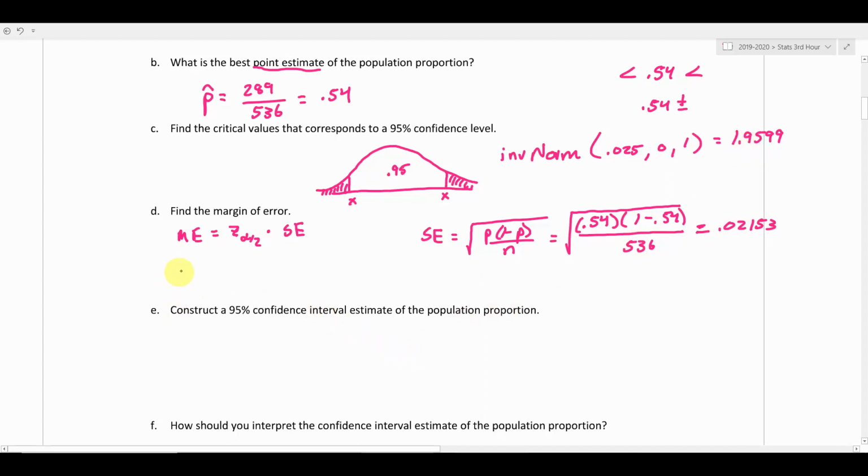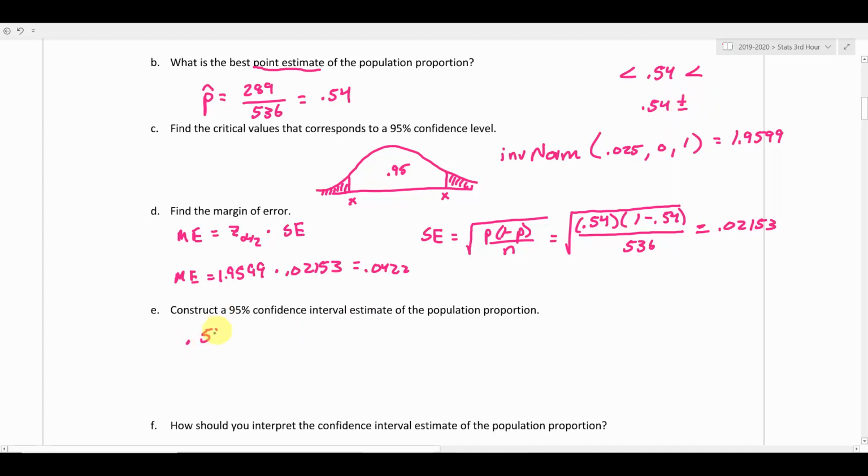Okay, so our margin of error is 1.9599 times 0.0215. And if I multiply those two things in my calculator, I get 0.0422. There we go. So this is my margin of error. And that's actually the last piece that we needed, right? Because this is supposed to be 0.54 plus or minus my margin of error. So I'm going to go ahead and construct my interval now.